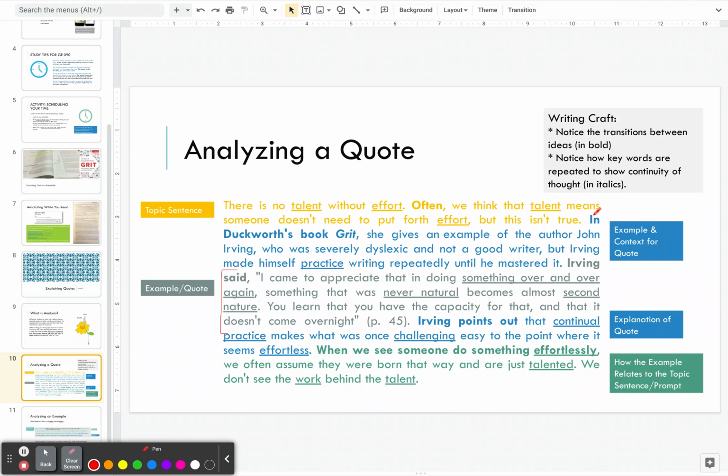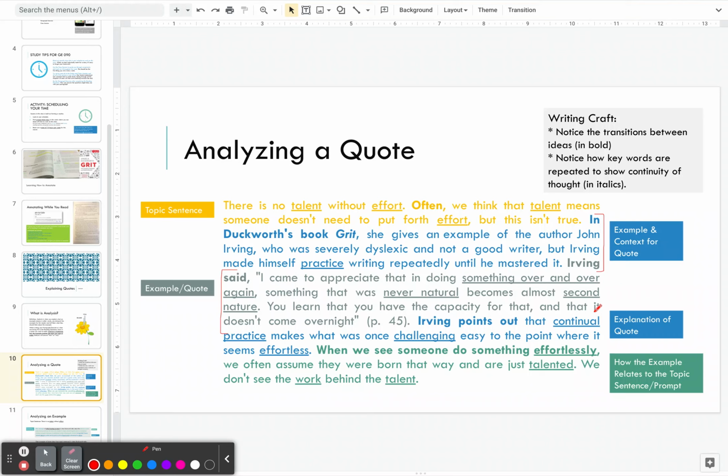I first have to introduce it, okay? And remember, this is following what's in our Oz textbook, that you always introduce what you are saying. So we would say, in Duckworth's book, she gives an example of the author John Irving, who was severely dyslexic and not a good writer, but Irving made himself practice writing repeatedly until he mastered it. Then I give my quote where John Irving talks about how he came to appreciate doing something over and over again, and it wasn't natural, but he had the capacity for it, and it helped him get better.